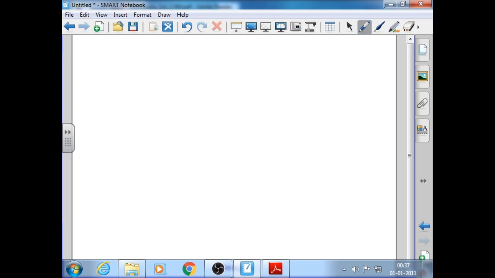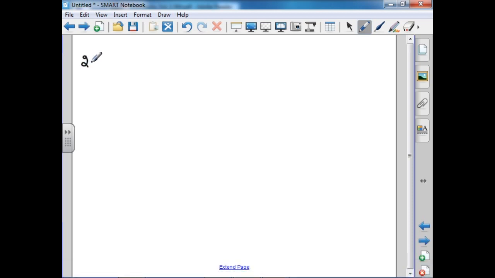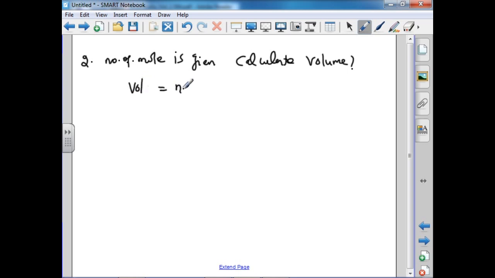Next, second formula. If number of mole is given, how to calculate volume? The formula is volume equal to number of mole multiple with 22.4 liter at STP, standard temperature and pressure.